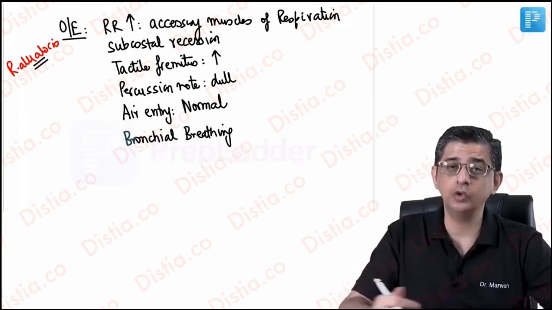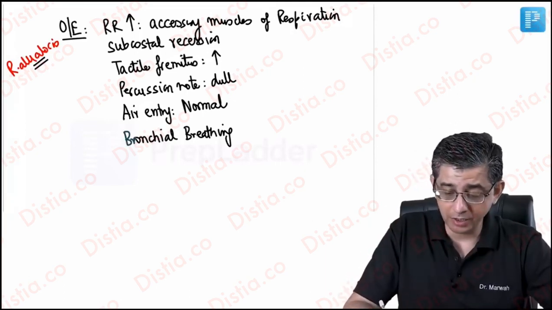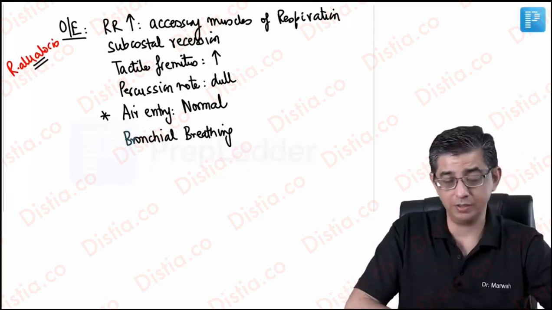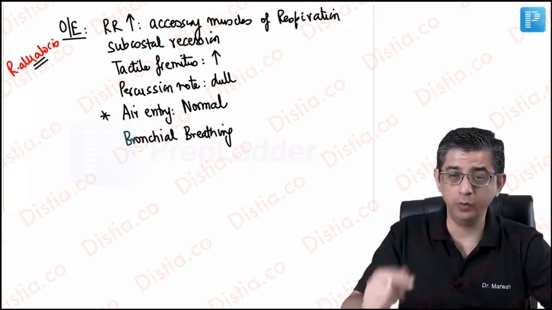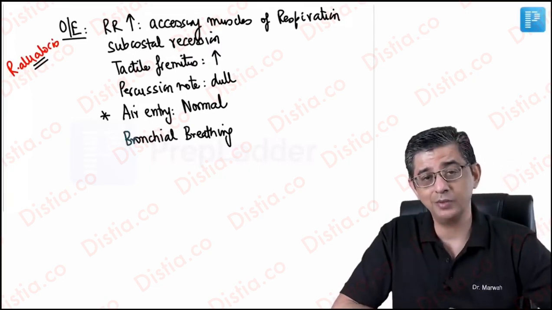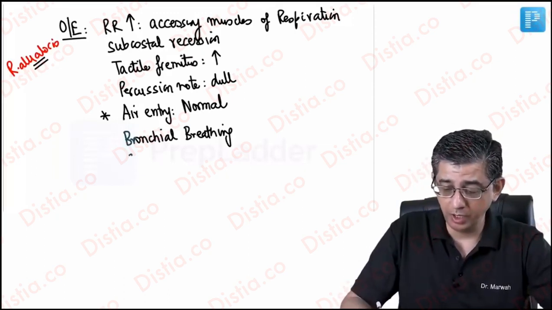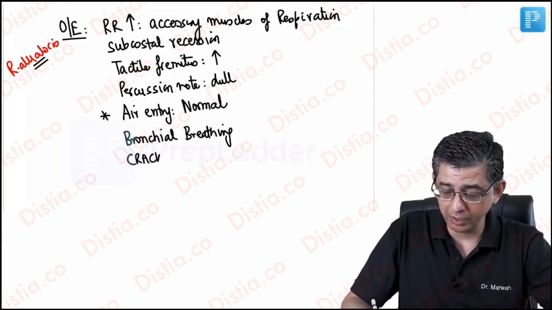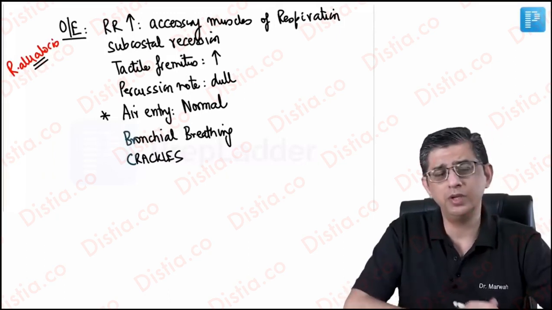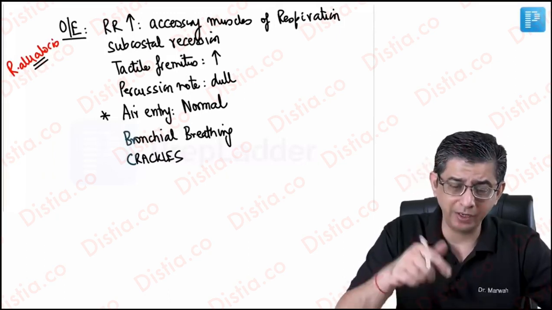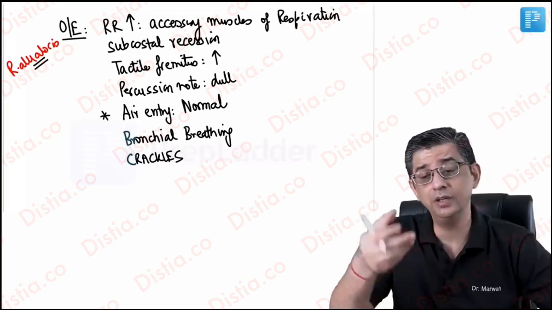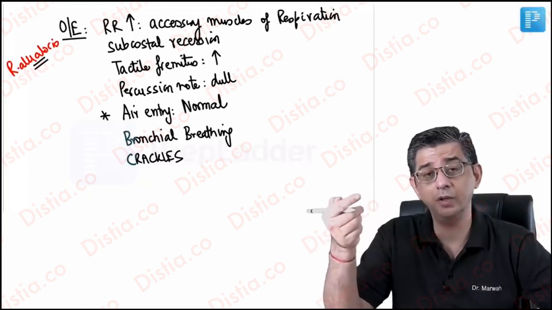So air entry is normal. Air entry is definitely absent in pneumothorax, but it is normal in patients with pneumonia. It is the character of breath sound that will change, that is bronchial breathing. Though crackles may also be heard, like in COVID-19 pneumonia, you might be able to hear some crackles, but in bacterial pneumonia, crackles are usually heard in the later part of the disease when you start giving antibiotics.